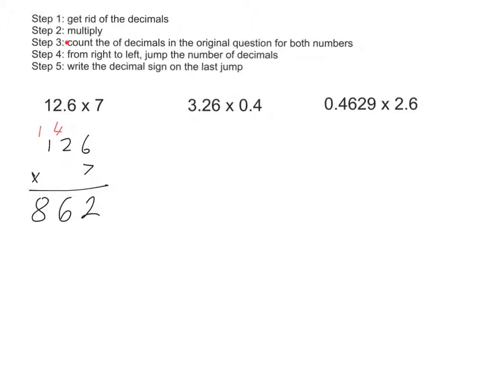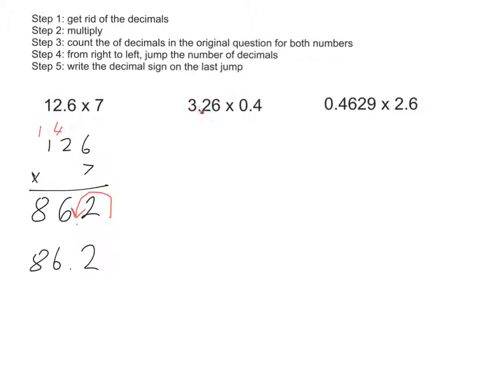Okay, next step, step 3 is the number of decimals in the original question for both numbers. So we look at the original question, and we can only see one decimal here, so the 0.6. Step 4, from right to left, jump the number of decimals. So we start at the right, and then we jump the number of decimals. So we only need to jump once. So then step 5 is write the decimal sign on the last jump. So this is our last jump here, so we write the decimal sign here. So our final answer should be 86.2.